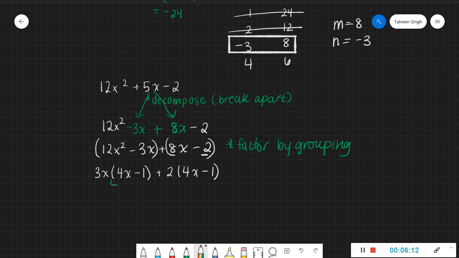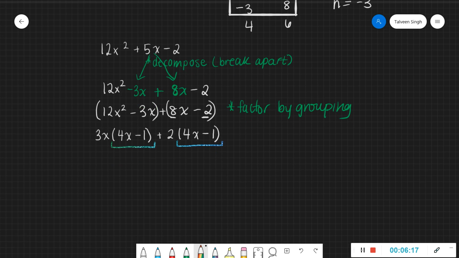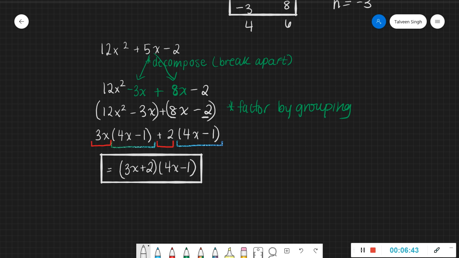Now I'm going to notice that this bracket is the same as this bracket, so I'm going to make that one of my brackets at the end. So I'm going to write down right here 4x minus 1. Right? Now I'm going to take this 3 over here and this positive 2 over here, and I'm going to put that into another bracket. So it's going to be 3x plus 2, and those are going to be my 2 brackets of my factored form. This is now a factored equation.